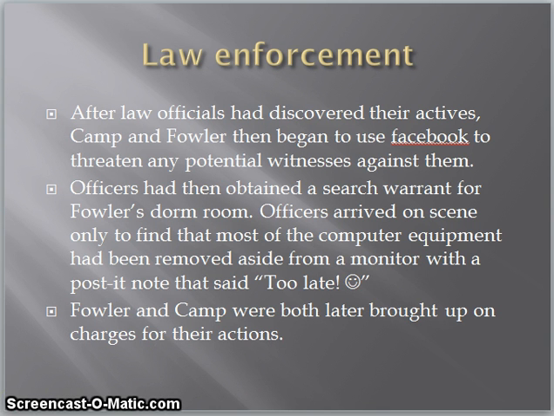At this point in time, officers had obtained a search and seizure warrant for Fowler's dorm room while Camp was in New York. When officers arrived at Fowler's dorm room, he had actually cleared out all the computer equipment with the exception of a monitor with a post-it note on it saying "Too late" with a smiley face. Not exactly the brightest idea. I mean, at this point in time, obviously you're interfering with an investigation, and that's going to add charges on.